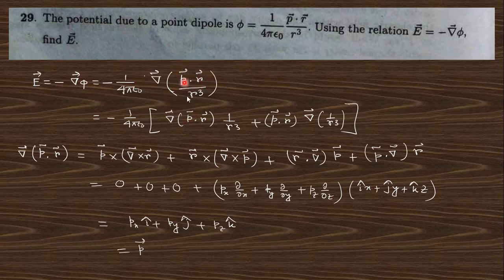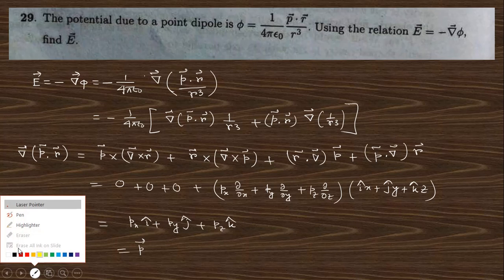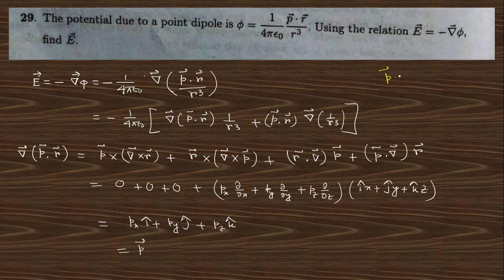If you take these two, this is a scalar and this is a scalar, so gradient of P dot R times 1 by R cube, and this is into R cube. If you want to find this expression, it is a fourth term, I think you remember this, grad of A dot B equal to A cross curl of B, and so on. So here curl of R is 0, P is a constant, so curl of P is 0. Here also P is constant, so this is also 0. Only this term exists. P can be taken as Px i cap plus Py j cap plus Pz k cap.